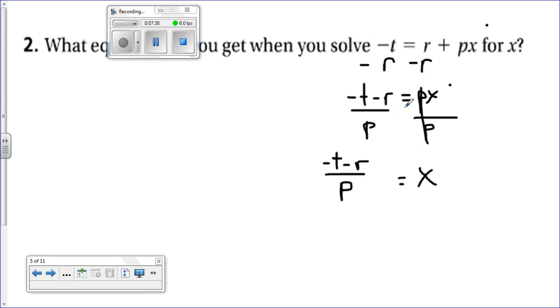It's the same concepts as if they were numbers. So don't get all freaked out just because there are no numbers involved. It's still, you subtract, you do inverses. So if we're adding r, you subtract r. If we're multiplying by p, you divide by p.